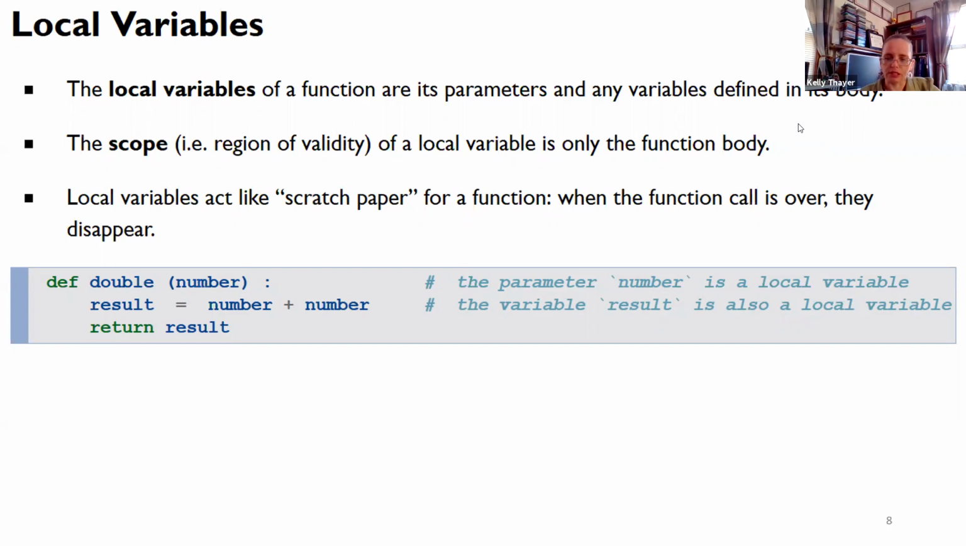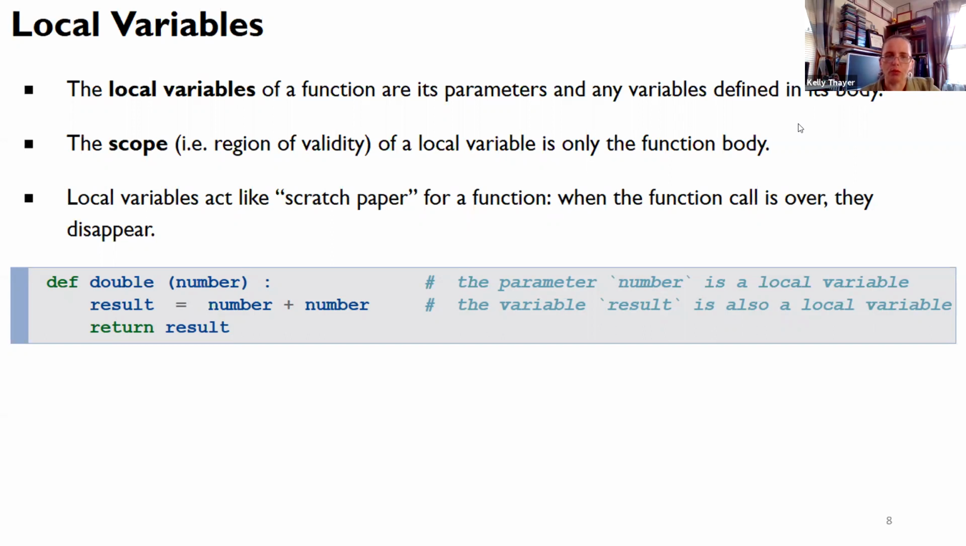The idea is that they are not known to the entire program. They're just sort of like scrap paper, values that are used to get the answer, and then after the answer is obtained, when it gets returned, then you erase the values that were stored to do that calculation. So the local variables of a function are its parameters and any variables defined in its body.